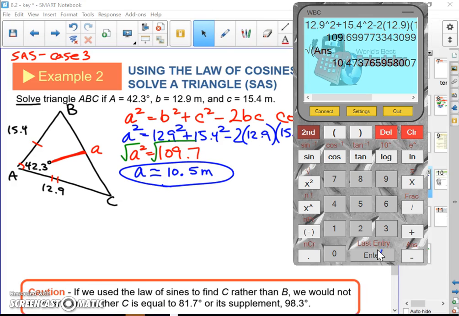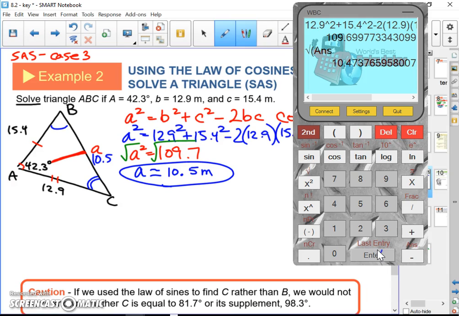Now, we're solving the triangle, so that means we have to find all of the missing parts. Right now I just found this side, but I still need to find these two angles. Okay? Now, you have your choice. At this point, you could either find angle B or you could find angle C. And it makes a difference which one you choose. What we want to do, you're going to have to trust me on this for a second, is pick the smaller of the two angles. Look at angle B and angle C and tell me which one's smaller.